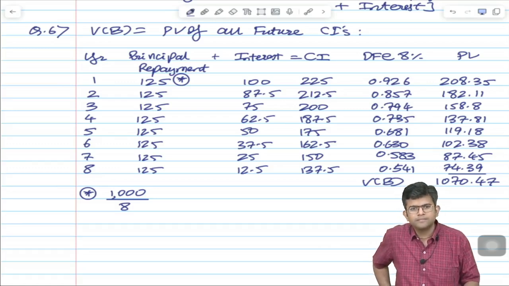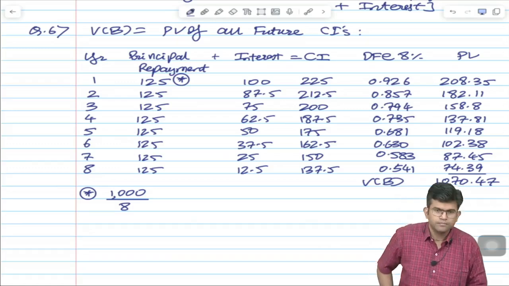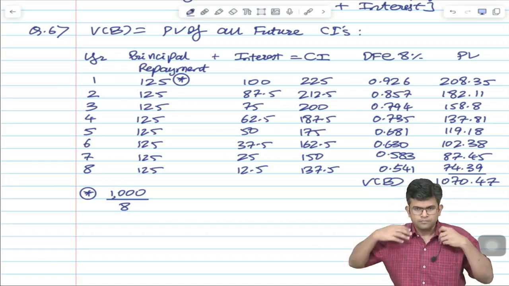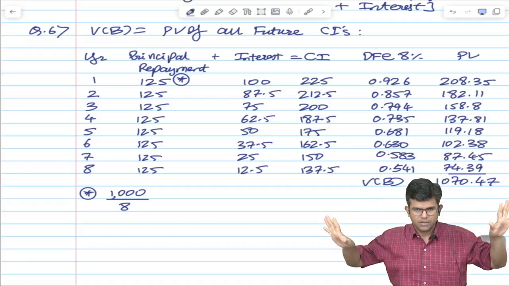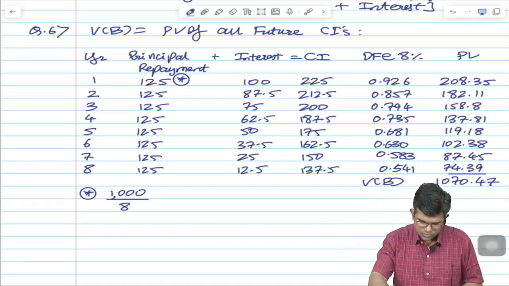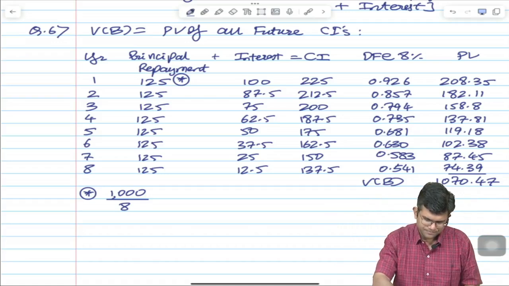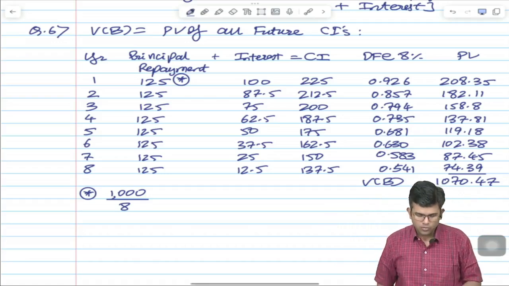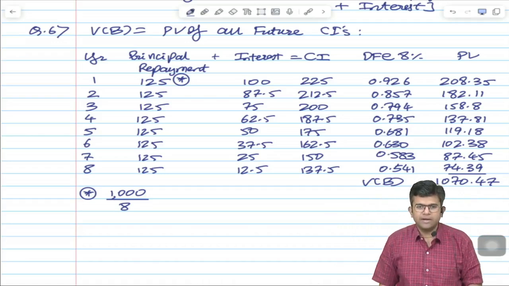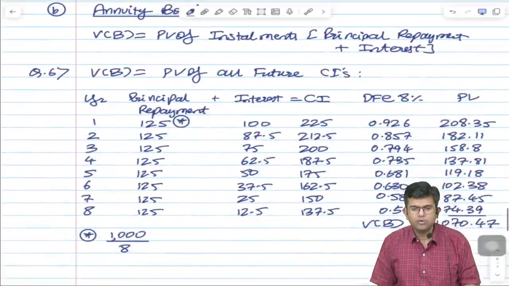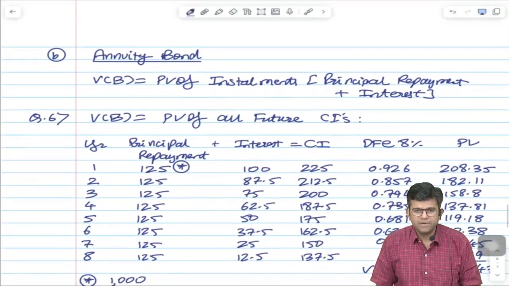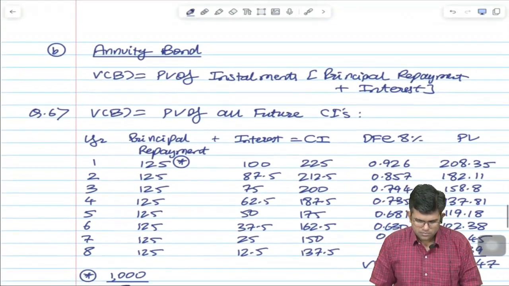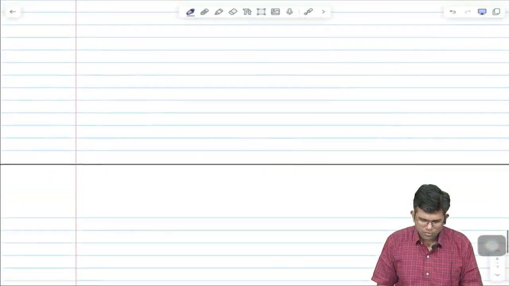All done? Anyone needs time? Done? Okay. In the notebooks now, please write. Students, we are now going to the point number C. Bond B, understood now? First was plain vanilla, second was annuity. Correct? Now we go to C.